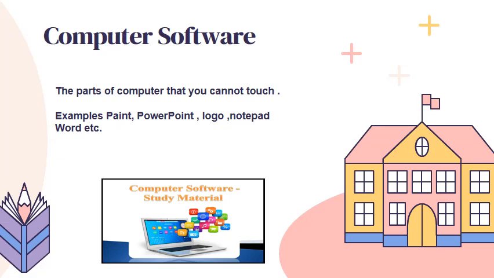So students, computer software. Computer software is a set of instructions that tells the computer what to do. It is shown on the desktop in the form of an icon. You can neither touch nor feel a software. Some examples of software are Paint, PowerPoint, Logo, Notepad, MS Word, etc.